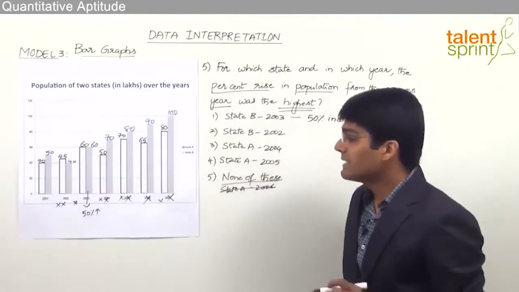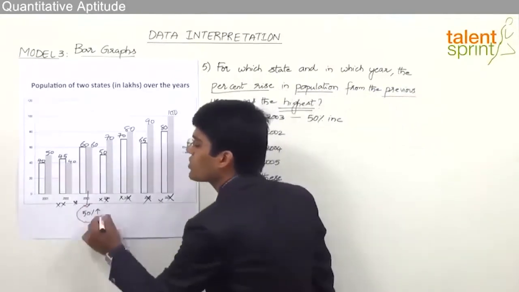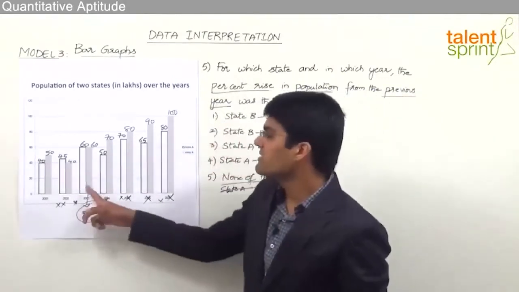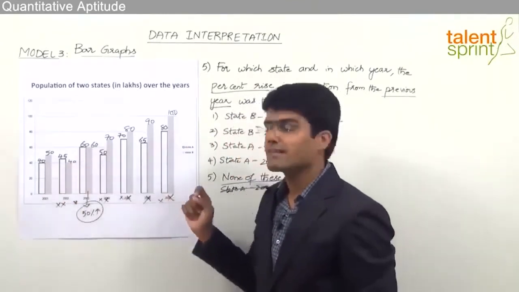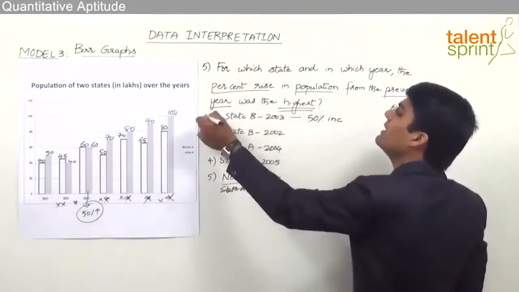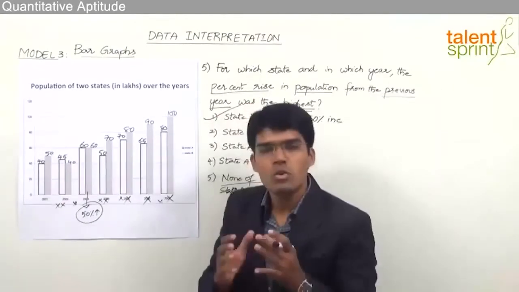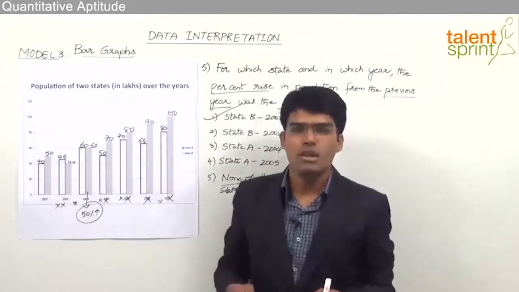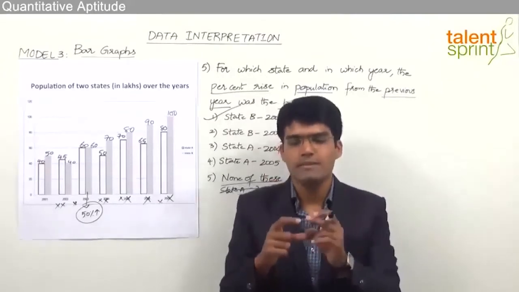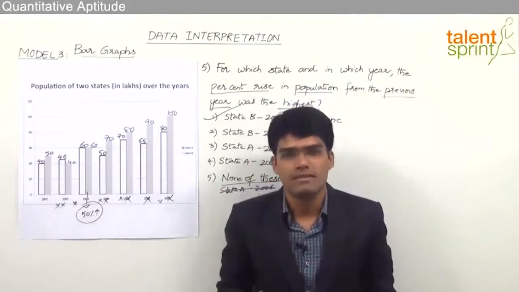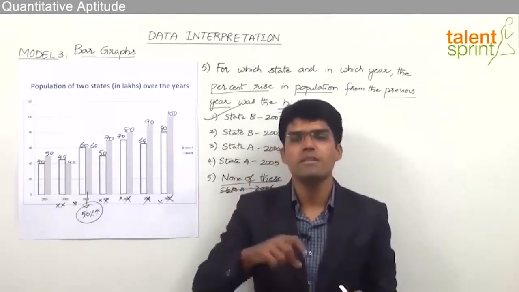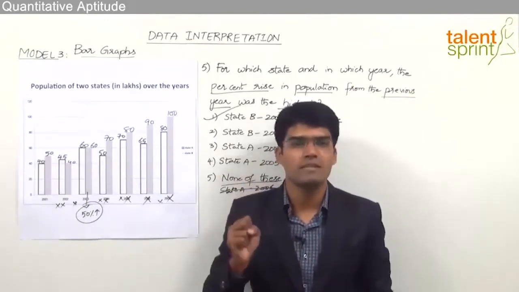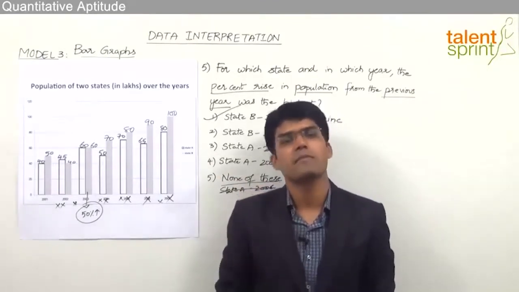So we find that the maximum change here was shown by state B in 2003, and that is 50%. Why? Because 40 lakhs has become 60 lakhs. So our answer here is state B in 2003. So always for solving these type of questions, you take one reference value and with respect to that, find out the remaining ones. That means only compare whether the remaining changes are more or less. If it is more, take the new value as the reference value. If it is less, continue with the same reference value.